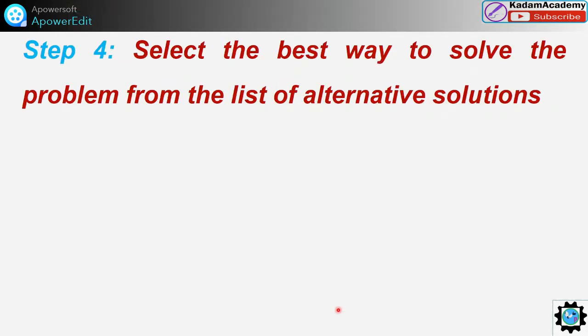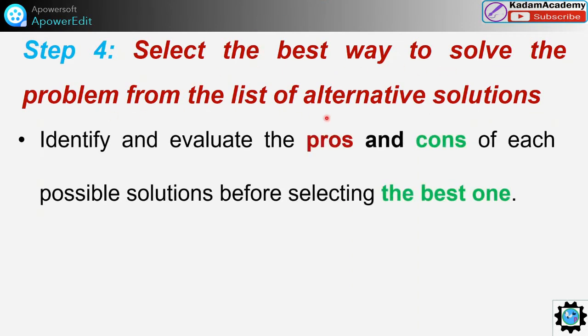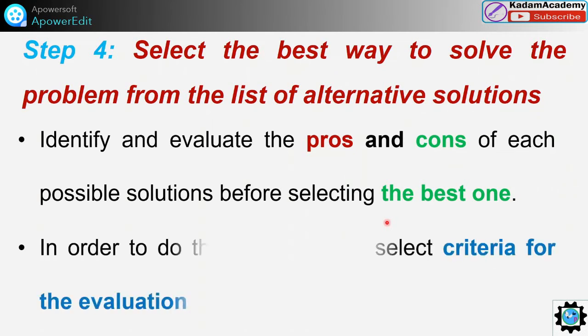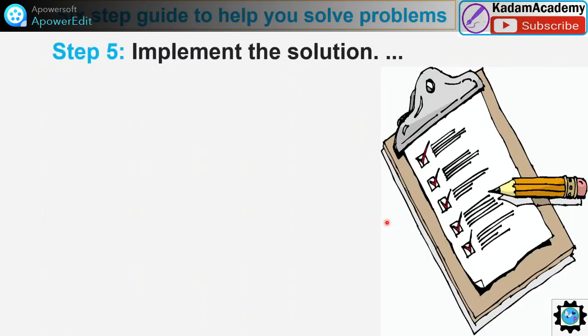So this 4th step, what is this? Select the best way to solve the problem from the list of alternative solutions. How? Identify and evaluate the pros and cons of each possible solution before selecting the best one. In order to do this, you need to select criteria and do the evaluation properly. Right? We'll go for the next step.